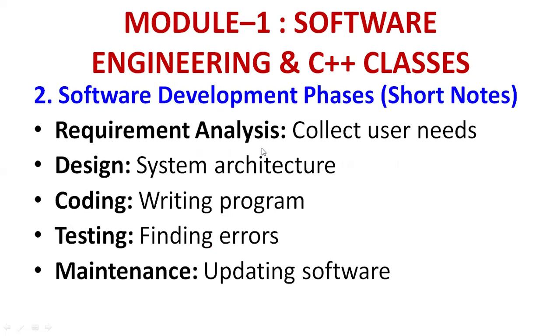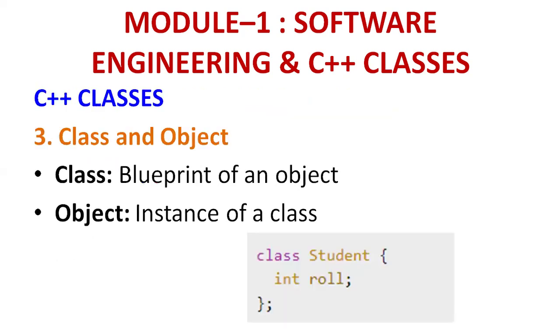First one is requirement analysis: collect user needs. Number two, design: system architecture development. That is actually called development, basically system architecture implementation. Another one is coding, writing the program. Fourth stage is testing: finding the errors, going for debugging, spotting out the errors, etc. The last one is maintenance, updating the software accordingly. So these are the important software development phases. You may get an essay type question based upon this. You have to give some suitable examples so that you can convey the answer to the examiner without any issues.